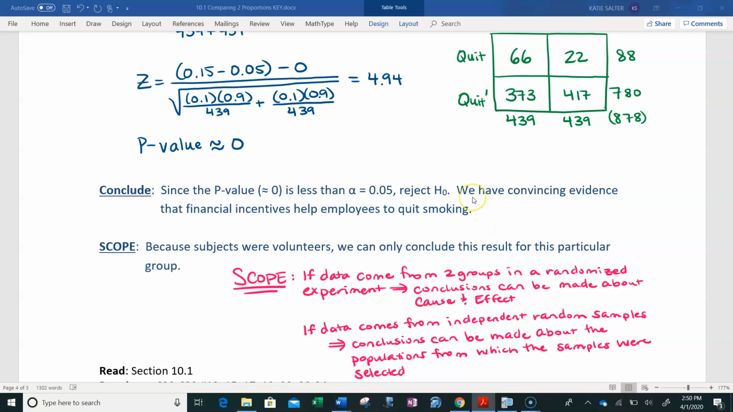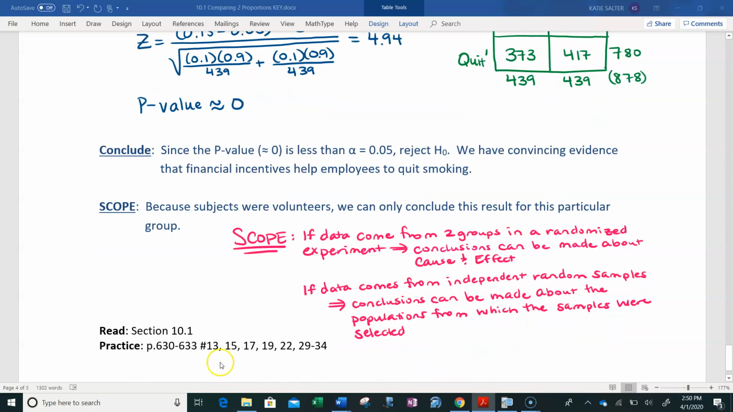So notice when I write my conclusion, we have convincing evidence that financial incentives help employees to quit smoking. Now, we're talking about the employees at this particular company. We can't say that it would help all employees, no matter where. So if the data come from two groups in a randomized experiment, conclusions can be made about cause and effect. If the data comes from independent random samples, conclusions can be made about the populations from which the samples are selected. Be careful when you are using the back of the book to check your answers.